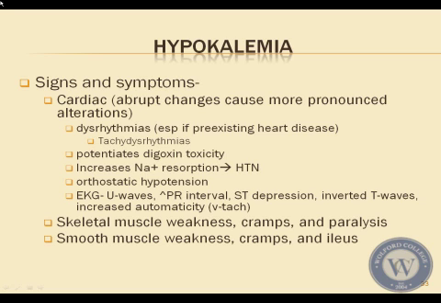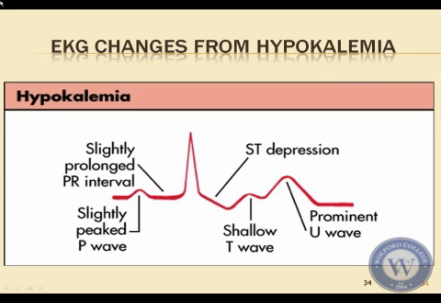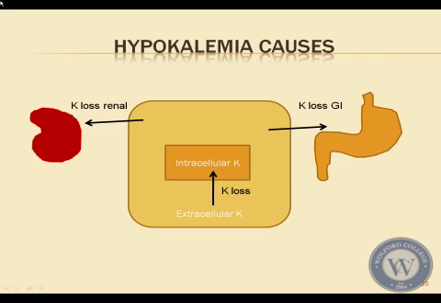EKGs show U waves, prolonged PR intervals, ST segment depression, inverted T waves, and increased automaticity, including V-tach. Skeletal muscle will become weak, and they'll have cramps and paralysis, and smooth muscle does the same. So here's your patient with EKG changes. You can see that you have a prominent U wave, but you have a very shallow T wave. And you can see the downward trend in the ST segments in this individual with a disease such as hypokalemia.